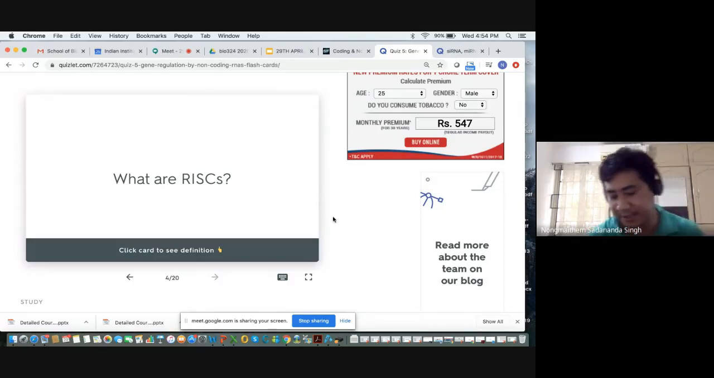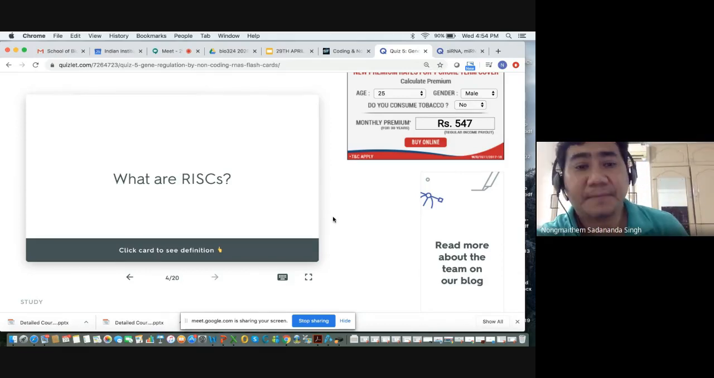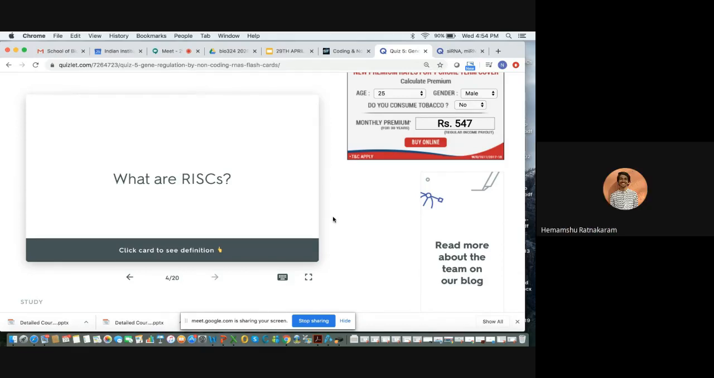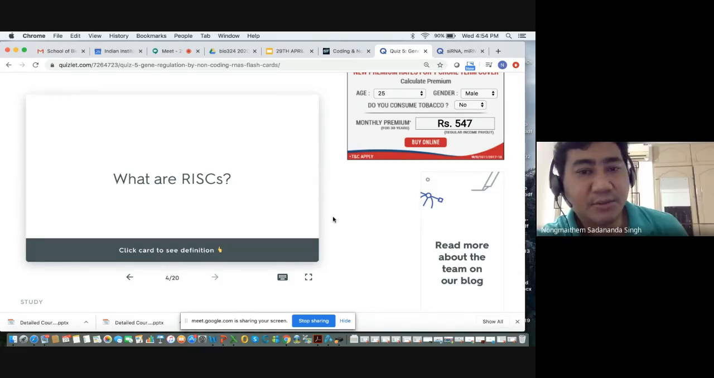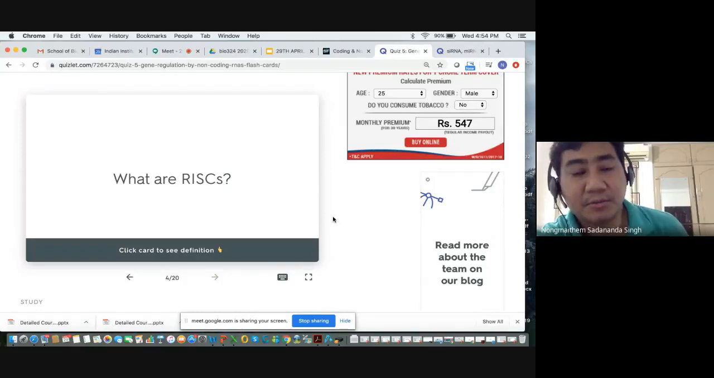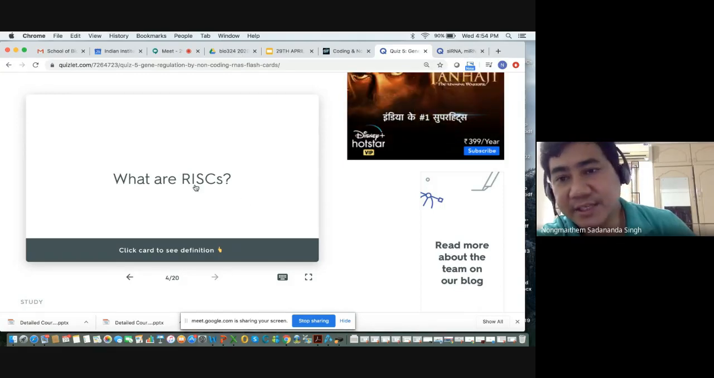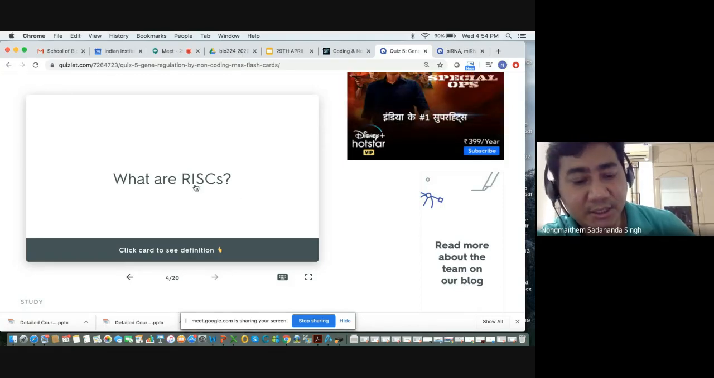So then next, what is RISC? Yeah, RISC. Just now we were talking about it. Anyone? RNA interference silencing complex. Yes. So what does it do generally? It binds to mRNA and degrades it. So it finds complementary sites, whether partial or complete base pairing, and facilitates the cleavage of the target RNA.